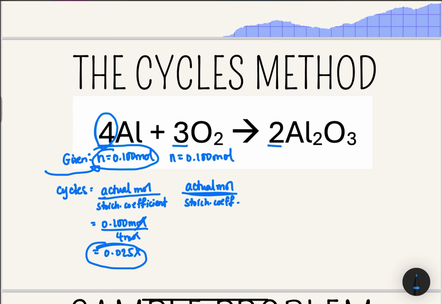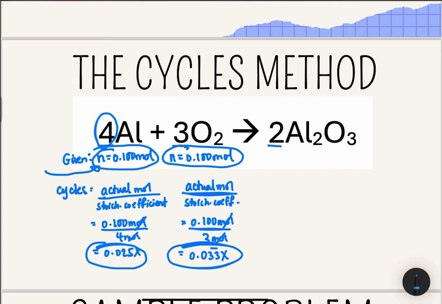So I'm going to do the same thing with the oxygen and compare these values. For my oxygen cycles, it's going to be 0.1 mole over 3 mole. Remember, actual over stoichiometric coefficient, that will give me 0.033 repeating times. So if I have this much oxygen, I will be able to run the reaction this many times.